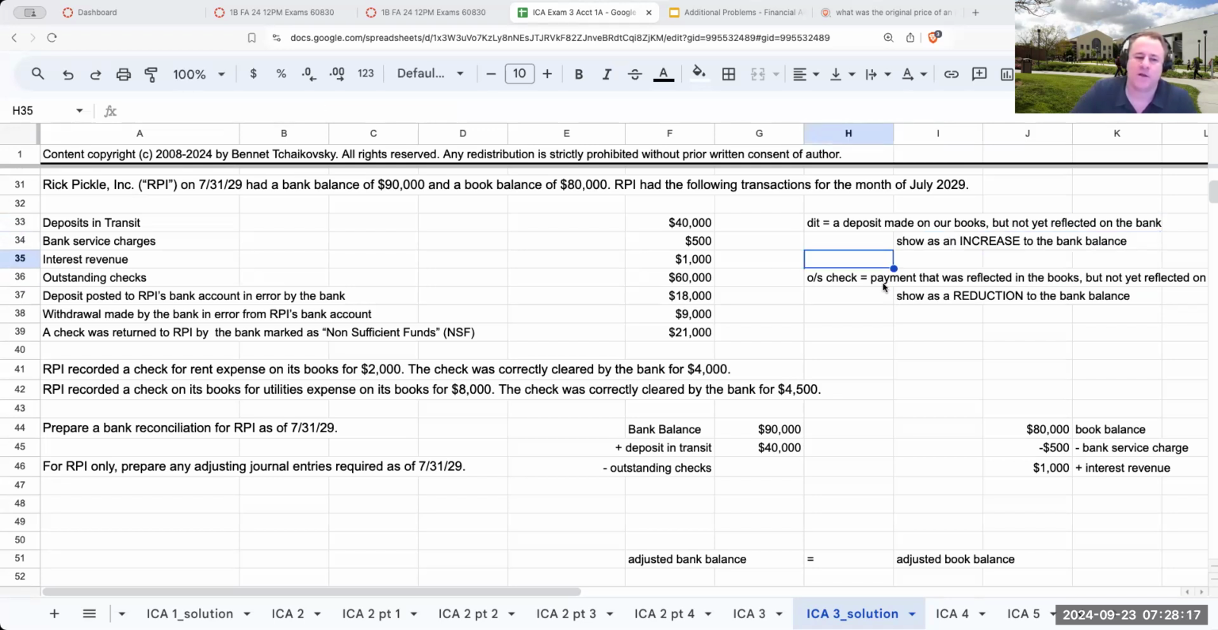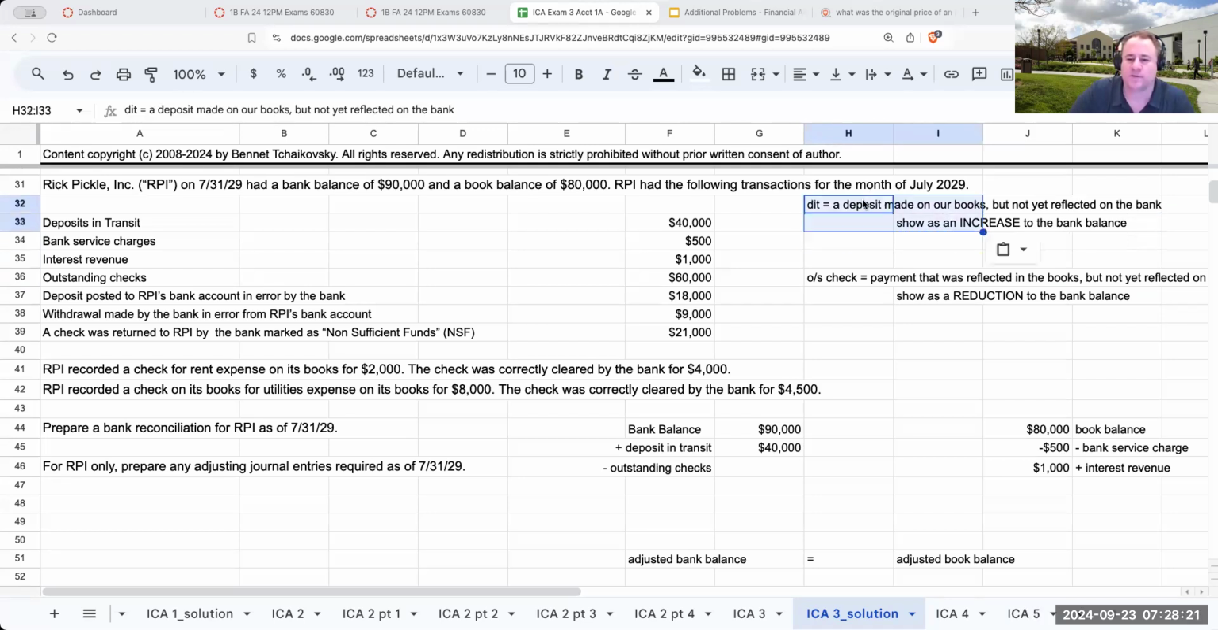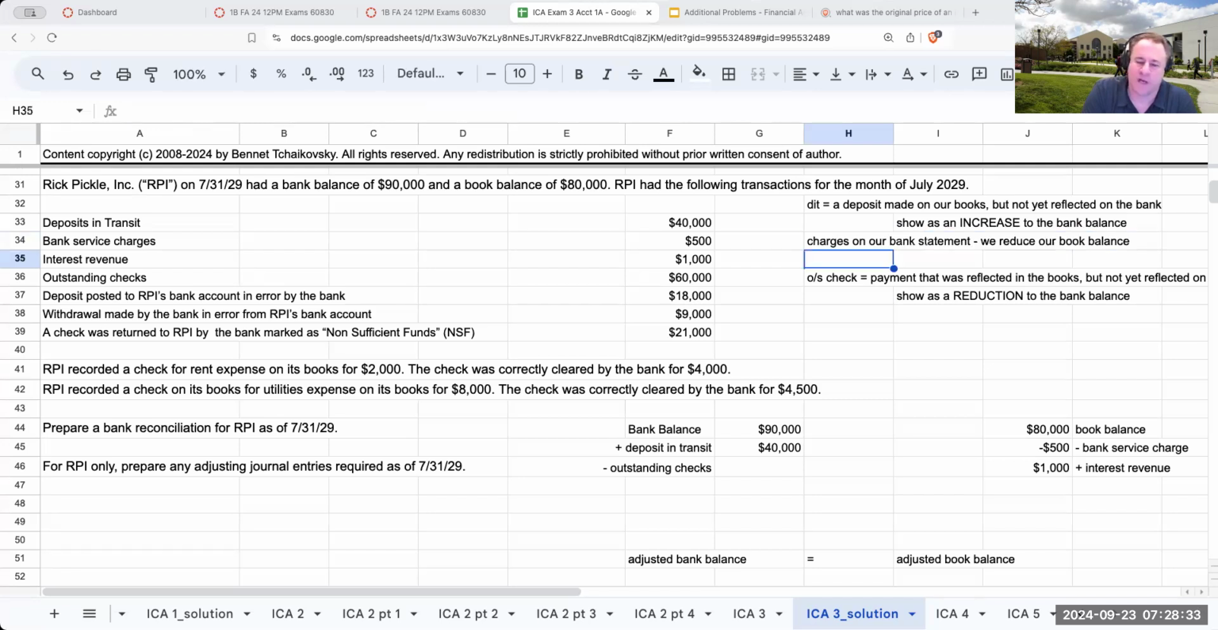Okay. So again, these bank service charges, might as well go ahead and write these out too. Charges on our bank statement, we reduce our book balance. Interest revenue, income on our bank statement, we increase our book balance.